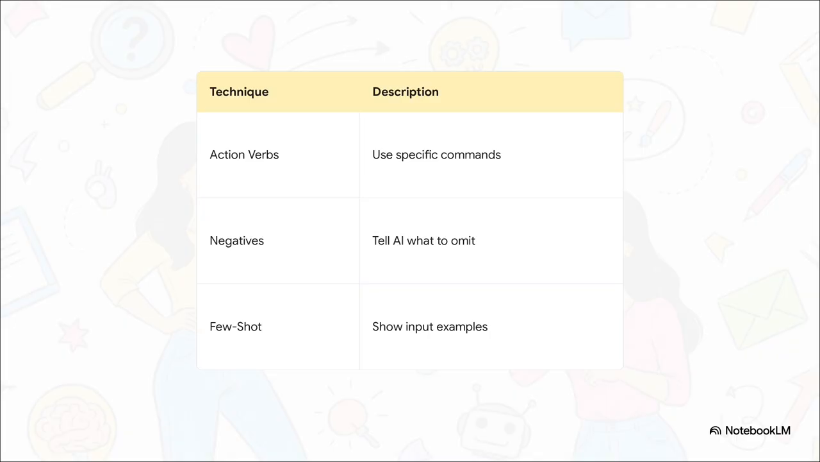Second, and this is a real game changer, negative constraints. Tell the AI what not to do. You can literally say, omit introductory fluff, avoid jargon, or do not use external APIs. It's like magic for cleaning up responses. And third, few-shot prompting. For those really complex jobs, just show the AI 1 or 2 examples of the exact input and output format you expect. Showing is almost always faster than telling.